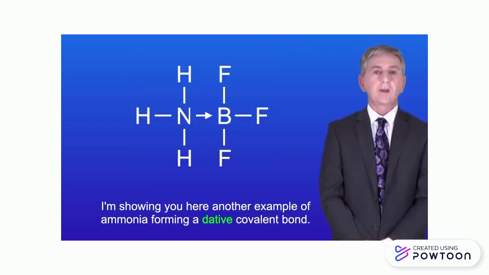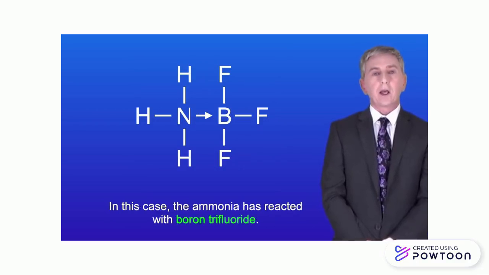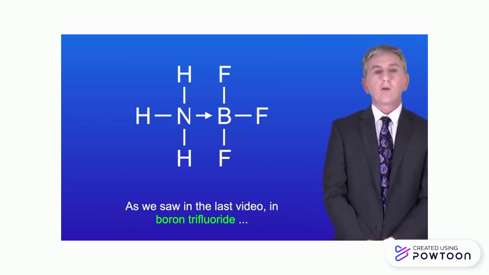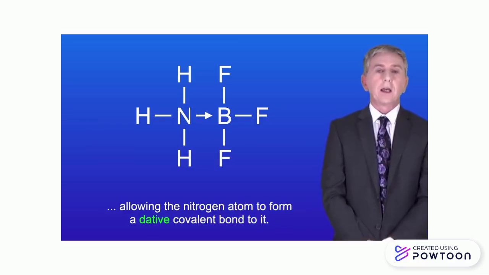I'm showing you here another example of ammonia forming a dative covalent bond. In this case, the ammonia has reacted with boron trifluoride. As we saw in the last video, in boron trifluoride, the boron atom only has 6 electrons in its outer shell. This makes it electron deficient, allowing the nitrogen atom to form a dative covalent bond to it.